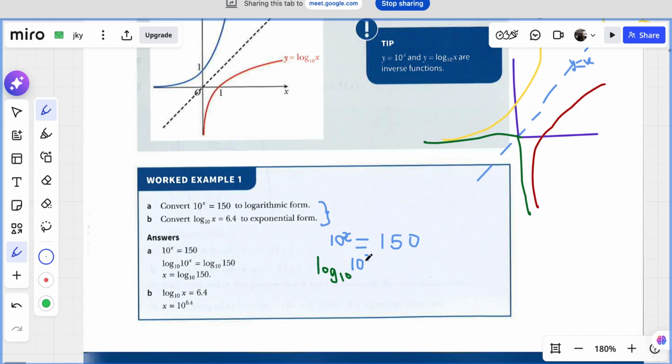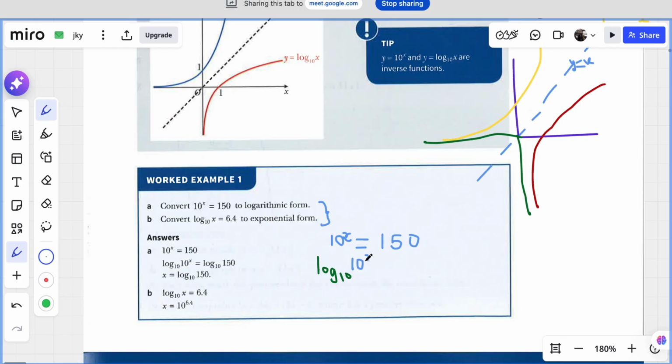Remember I said log 150 means log base 10 of 150, because the calculator is already programmed to base 10. So when you just press log 150, it gives you log base 10 of 150 and it will give you an answer. In this case, we can stop here because they just say we should change it to a logarithm function. x equals log base 10 of 150. That's our conversion for this one. Now let's go to the other one.